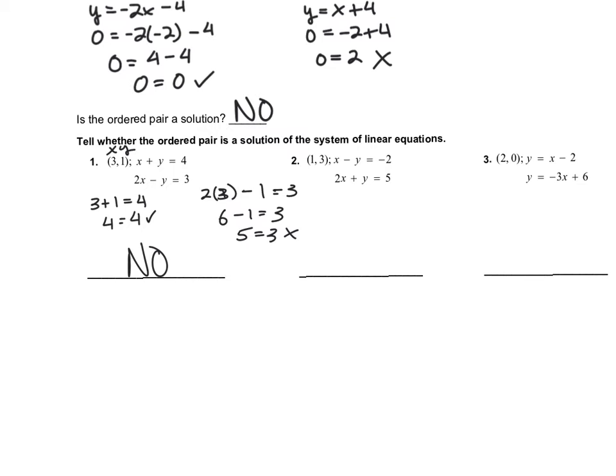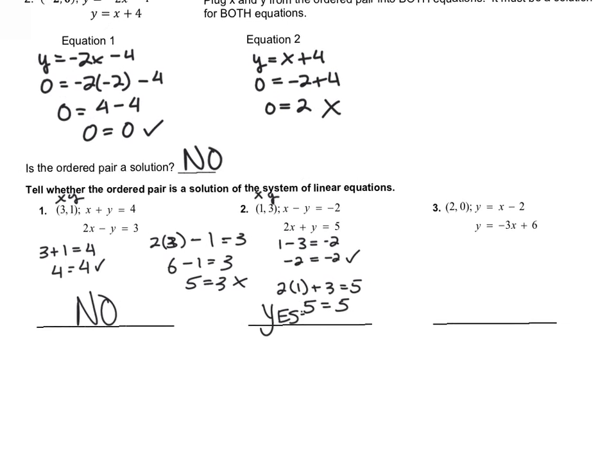So for number 2, x is 1, y is 3. So we're going to plug this in. We have 1 minus 3 equals negative 2. Negative 2 equals negative 2. That is true. Now let's check the other equation. We have 2 times 1 plus 3 equals 5. And that's 5 equals 5. So yes, this is a solution.